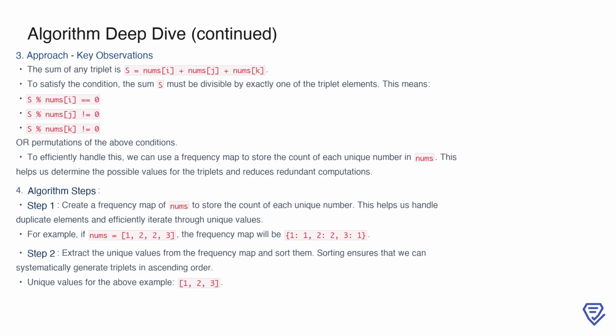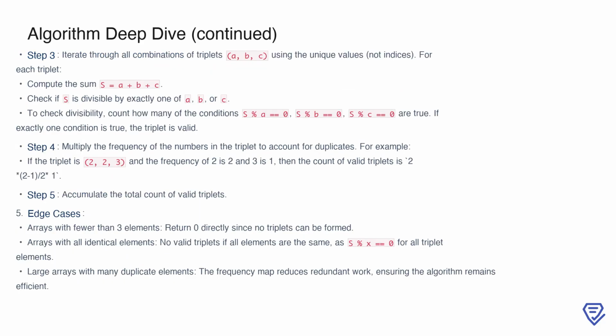After creating the map, we extract the unique values and sort them. Sorting ensures that we systematically generate triplets in ascending order. For the earlier example, the unique values would be 1, 2, 3. With the unique values sorted, we can now iterate through all possible combinations of triplets, a, b, c, using these unique values.